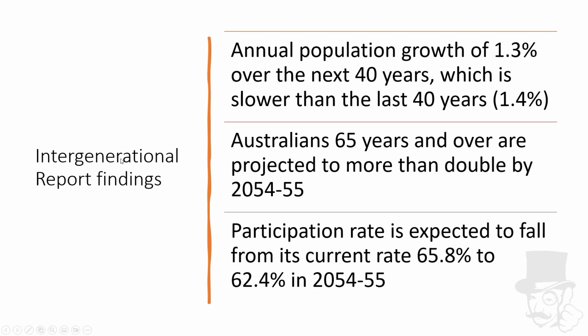So with the intergenerational report findings, they found that for the next 40 years, our population growth is going to be lower than the previous 40 years. And then, Australians aged 65 years and older are projected to more than double by 2054-55. We also got the participation rate expected to fall from its current rate of 65.8. I think it actually was higher than that.